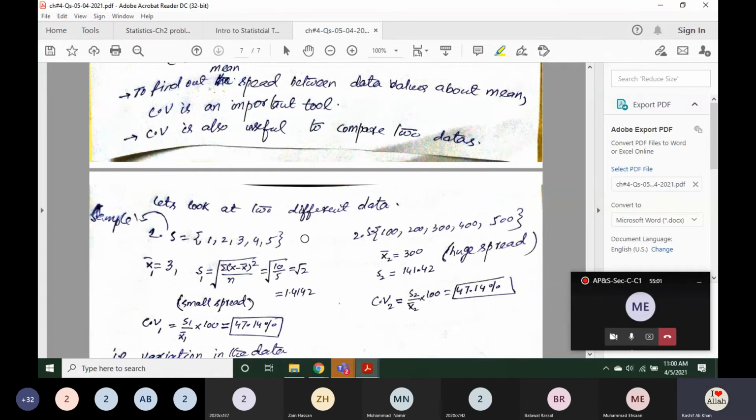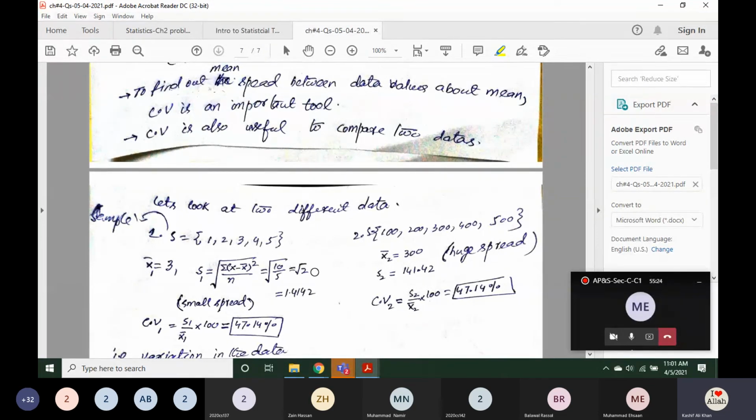Since it is ungrouped data, the formula will be the square root of sigma (x minus x bar) whole square divided by n. In some books, some authors use the denominator n minus 1 for the sample standard deviation, but we will use n here.